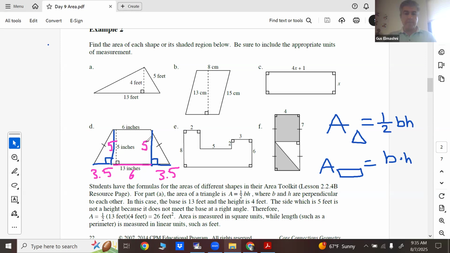So you break it up that way. For a parallelogram, I'll say right now, just keep it simple: base times height.